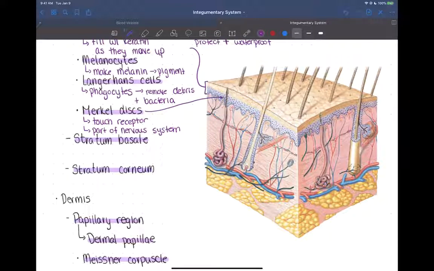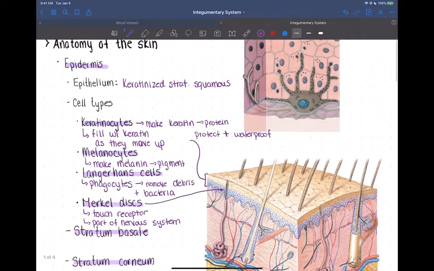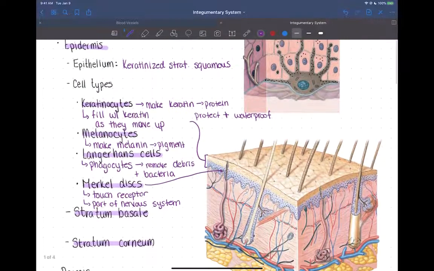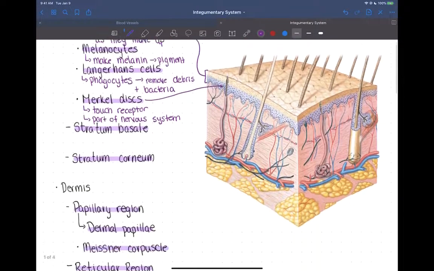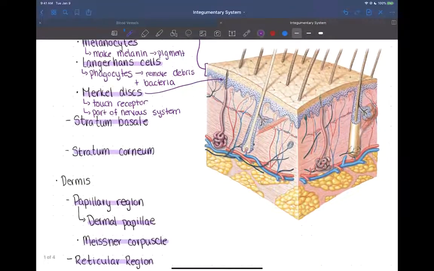Okay, so that is our epidermis. The epidermis is made up of many different layers. You only need to know two specific layers for my class. The first layer is the bottom layer, the stratum basale. It is a single layer of cells along the bottom here. They're kind of blue, but it's just going to be one layer of cells on the bottom.